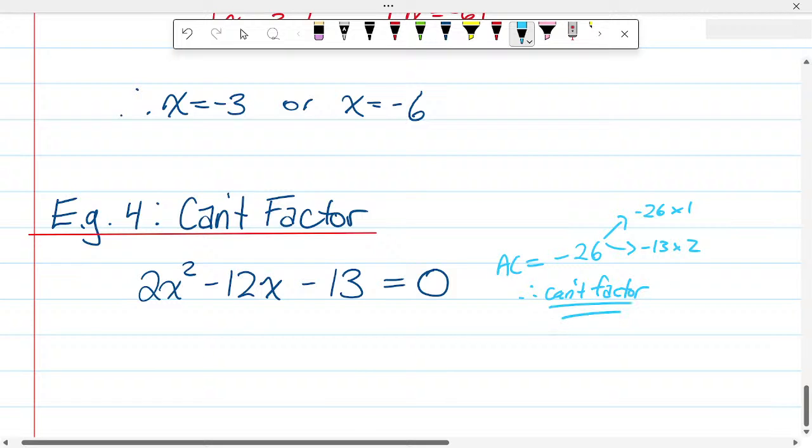So if you can't factor, what do you have to use? You learned this last year. Oh, she's here to raise her ugly head, my friends. What do we have to use? You have to use the quadratic formula.